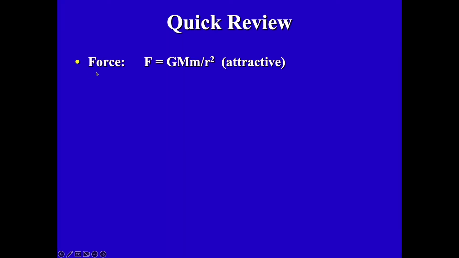Okay, as a review of what we've done so far, we've learned that the magnitude of the force between two objects of mass, big M and little m, can be written in terms of the product of the masses times big G divided by r squared, and that force is always attractive.